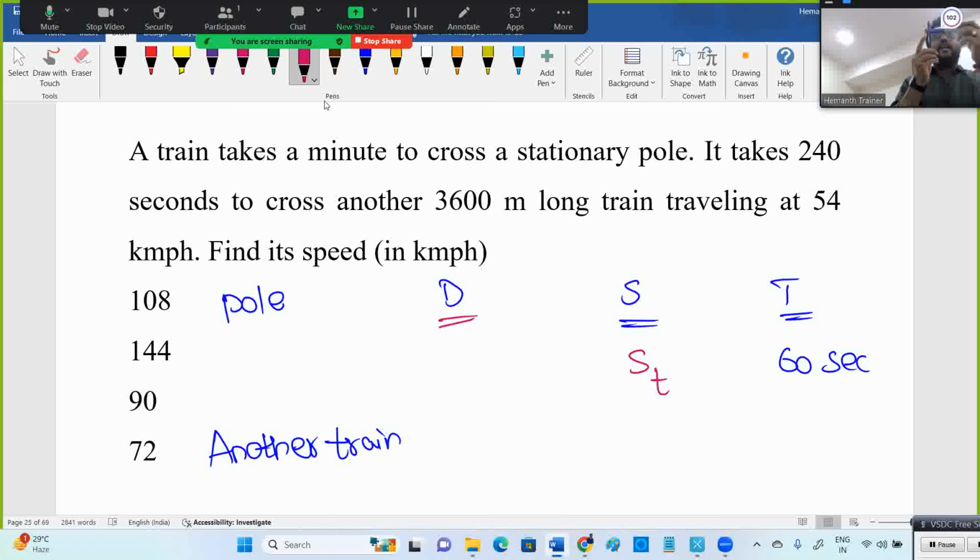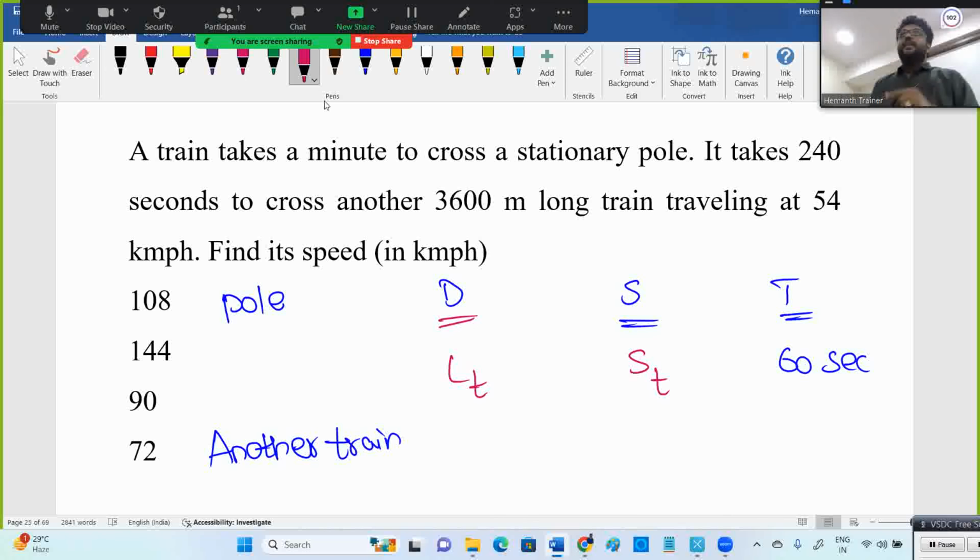This is the front of the train. This is the back of the train. Here the distance is nothing but the length of the train only. Here the pole length is negligible. Man length also is generally negligible compared to train length. So when a train is crossing the pole, distance is nothing but the length of the train.